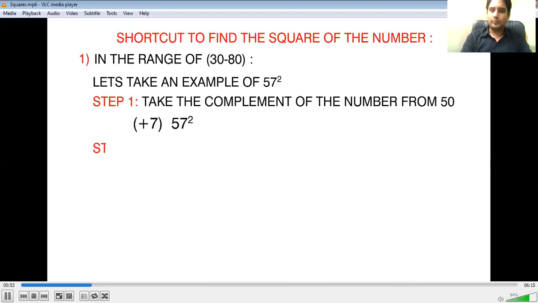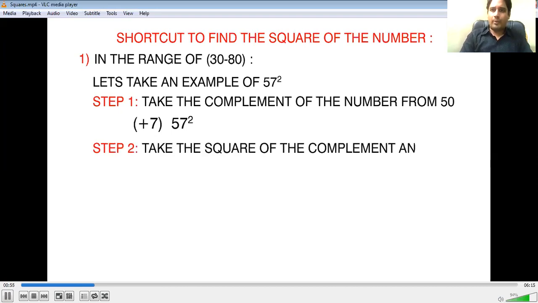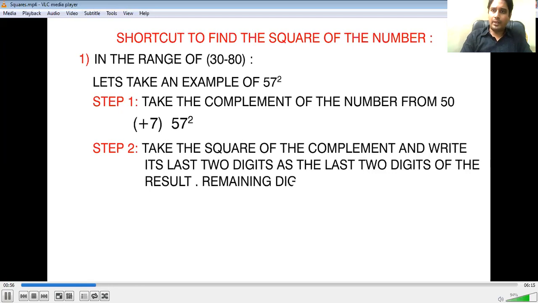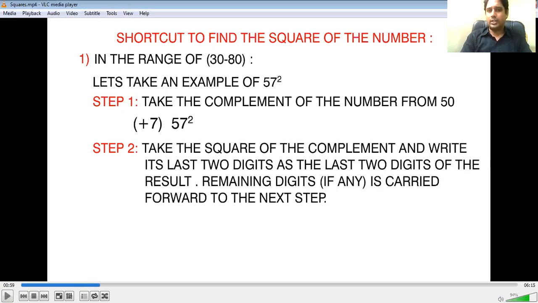Now, step 2. Whatever complement you have got, we'll square the complement and we'll take its last 2 digits as the last 2 digits of the final result. So in this case, when we are finding the square of 57, 7 square is equal to 49. This 49 becomes the last 2 digits of 57 square.